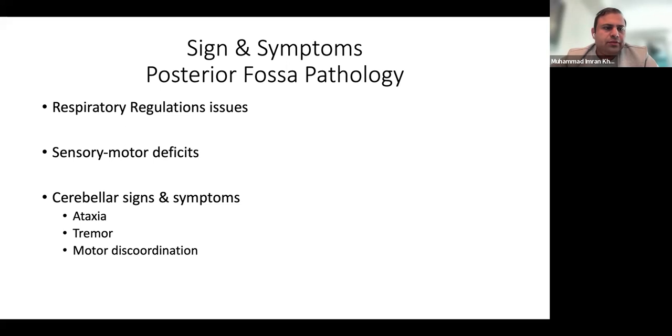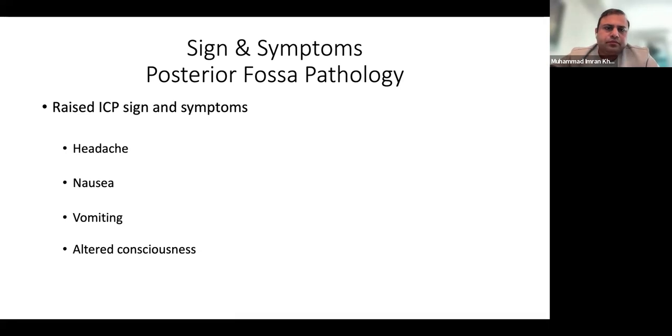Then problems with respiratory regulation can also be a sign and symptom, along with sensory motor deficits or cerebellar signs and symptoms like ataxia, tremor, and motor discoordination. Sometimes raised ICP is the presenting sign. If the cerebrospinal fluid flow is compromised, a large lesion compresses the contents of the posterior fossa. The initial presentation can include the signs and symptoms of elevated ICP, which are basically headache, nausea, vomiting, and altered consciousness.